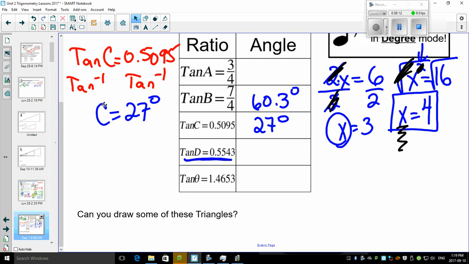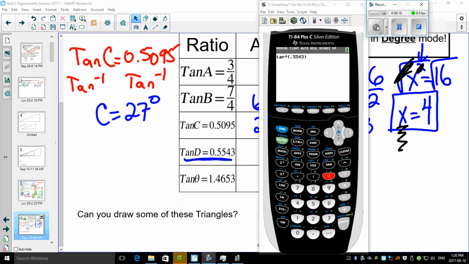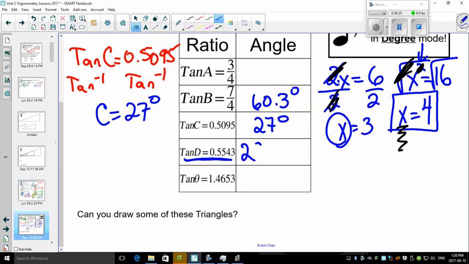I'm going to show you the tan D one right now. Okay, are you ready? I've got it in my calculator. I hope you do too. Hit enter. I got 28.999 degrees. 29 degrees, close enough. I hope you got that as well. 29 degrees. Let's do the last one.